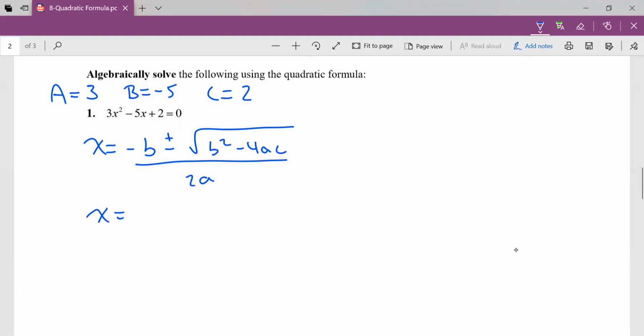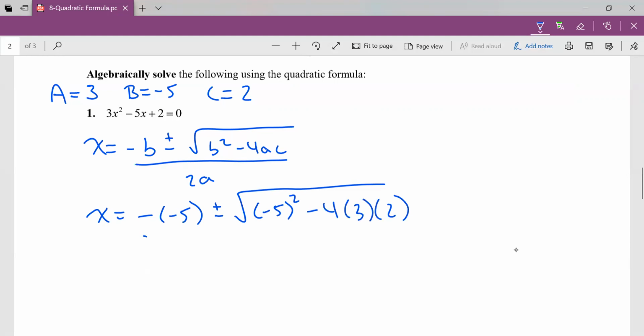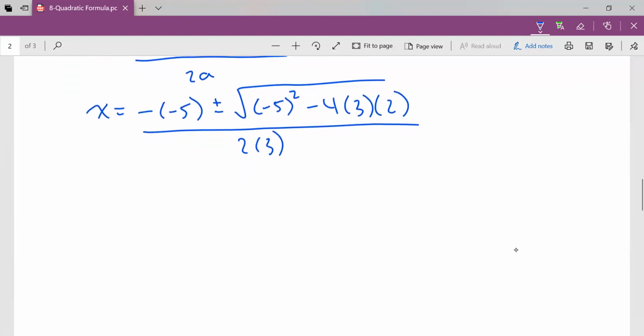Now, the nice thing about the quadratic formula is all you have to do is sub in your values. So b is negative 5, b squared, I'm going to put that in parentheses because I'm squaring it, and I know a negative number squared is a positive. a is 3, c is 2, all over 2 times a, just like that. And all we need to keep doing here is simplifying. So I'm not going to pick up my calculator yet. I'm going to simplify as much as I can using my brain.